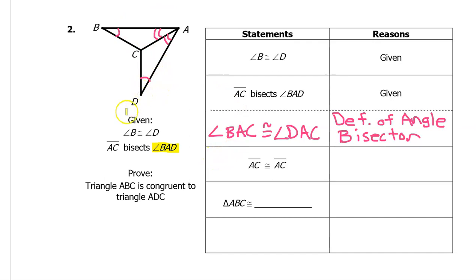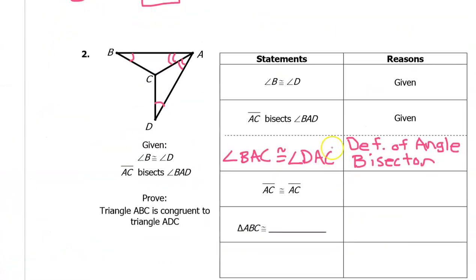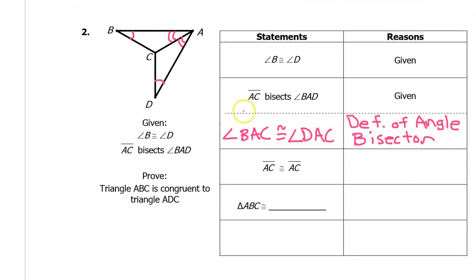This is not enough information to prove that the triangles are congruent. Is there something that we can mark automatically looking at the picture? So remember, the two things that we can mark automatically are shared side and vertical angles. Well, in this picture, there is a shared side right here. So we can mark this.